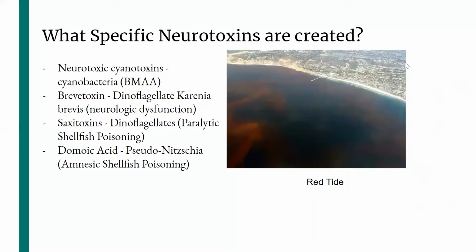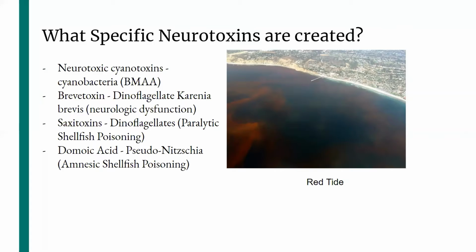So, what specific neurotoxins are created? Cyanobacteria produce neurotoxins like BMAA, which likely plays a role in the development of neurodegenerative disorders such as Parkinson's. And the dinoflagellate Karenia brevis produces brevetoxin, which causes neurologic dysfunction with symptoms like paresthesias, vertigo, and reversal of hot and cold sensation. And several dinoflagellate species produce saxitoxins, which cause PSP, and then the diatom species Pseudo-nitzschia produces domoic acid, which can cause amnesic shellfish poisoning or ASP.